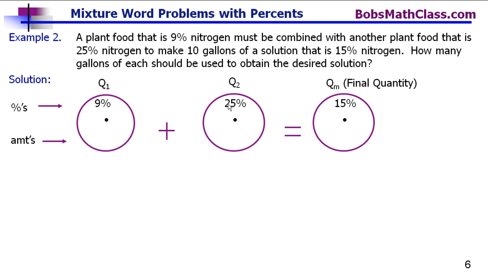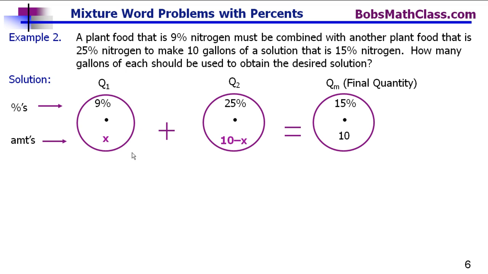And then the 10 gallons, which one does that go with? The 25% or the 15%? 10 gallons, that is 15%. So right over here, 10 gallons. Case 1, case 2, or case 3? Right, case 3. We know the total, but we don't know each of the first two. So the first one's going to be x, and the second one is going to be the total minus x. In this case, 10 minus x.